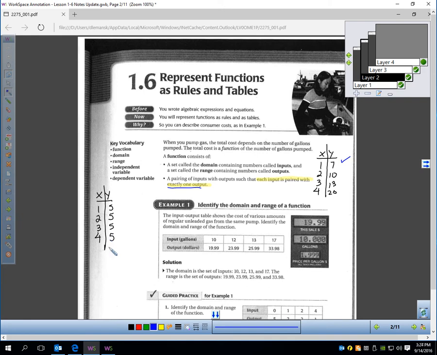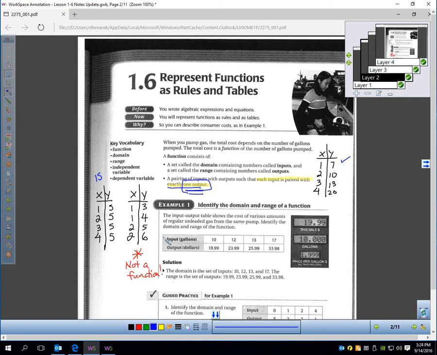Here is another function. If I input 1, the output's 5. If I input 2, the output's 5. If I input 3, the output's 5. If I input 4, the output's 5. Now, I sometimes have students mistakenly say, this isn't a function. Let me be clear. This is a function. Here's why. If I input 1, it only gives me one output. It gave me a 5. If I input 2, it only gave me one output, a 5. Yes, it is the same output as 1, but it only gave me one output. If I input 3, I only get one output, 5. If I input 4, I get one output, a 5.